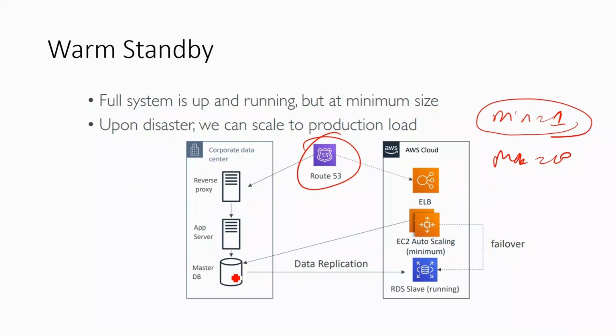If some kind of disaster happens, you just scale it up automatically, maybe with some kind of alarm you have set up. It will scale this up to, say, 5 instances. Now it can handle all the production load. So that's what is happening in warm standby. Upon disaster, we can scale to production, right? Pretty simple to understand.